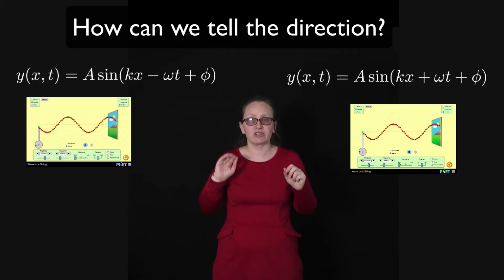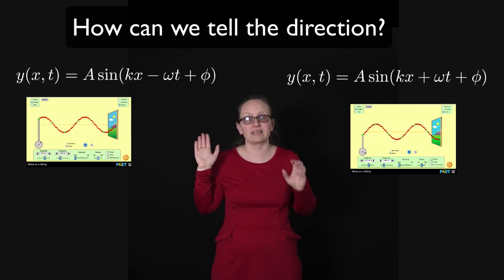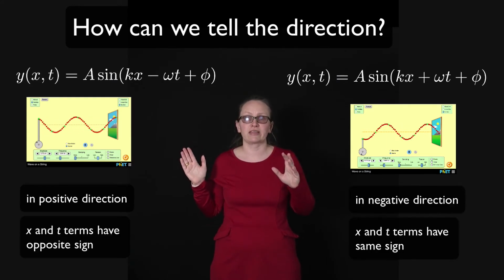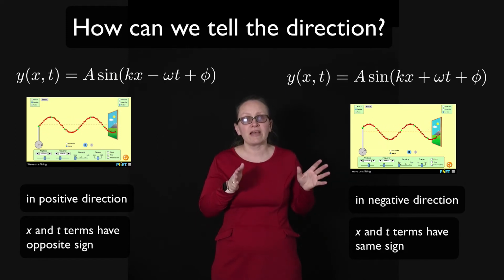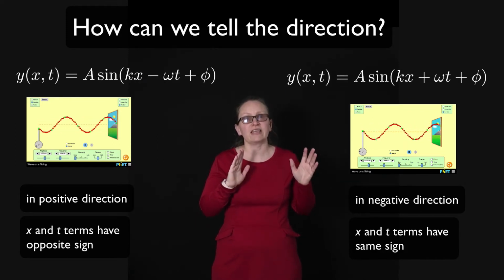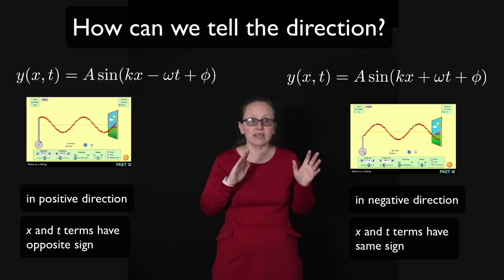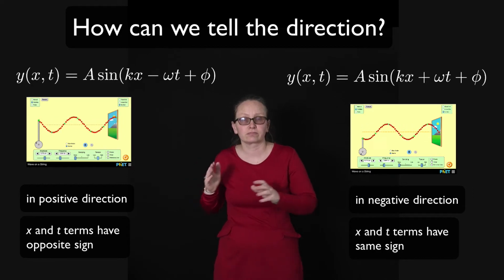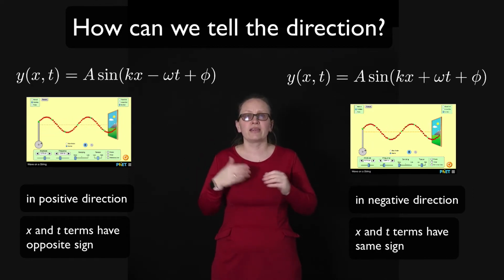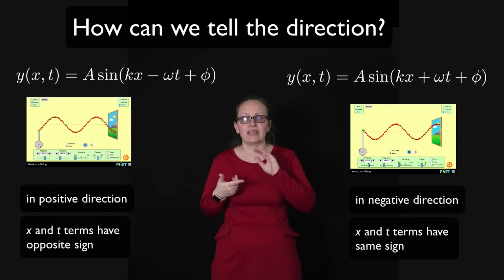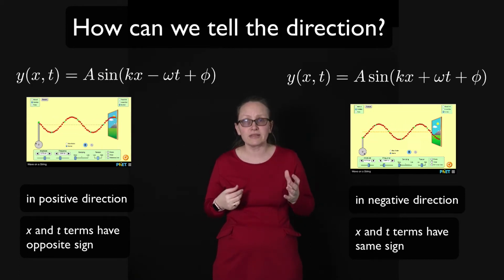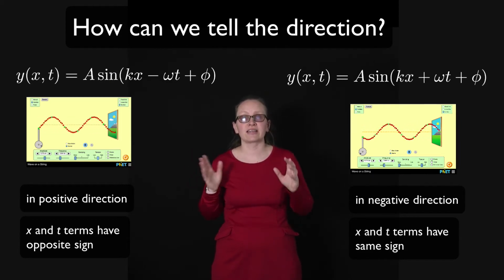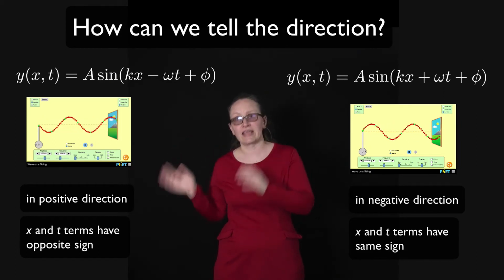So when we have the equation y as a function of x and t is equal to A sine(kx minus omega t plus phi), this describes a wave travelling in the positive direction. Whereas when we have the equation y of x and t is equal to A sine(kx plus omega t plus phi), this describes a wave travelling in the negative direction. So the rule is, when the signs in front of the x and the t terms are opposite, the wave is going in the positive direction. When the signs are the same, the wave is going in the negative direction.